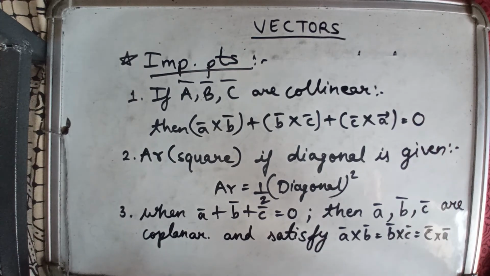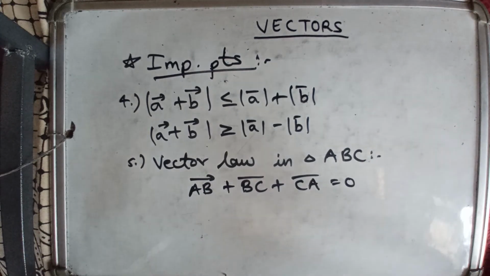So let's move to further points. Now some two more points important. First of all, the inequality, that modulus of A vector plus B vector will be less than equal to vector A modulus plus vector B modulus, and the modulus of A plus B will be greater than or equal to the vector A modulus minus vector B modulus. And then vector law in ABC triangle will be vector AB, vector BC and vector CA will be added, and remember in the cyclic order AB plus BC plus CA will be equal to 0.